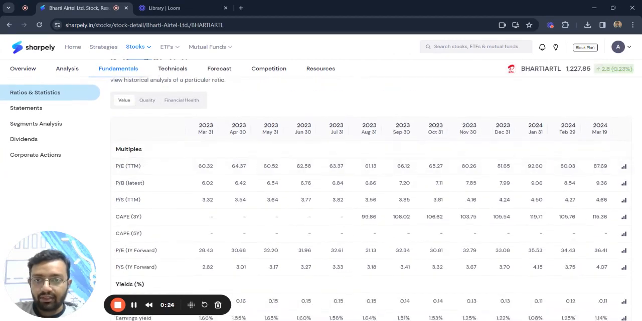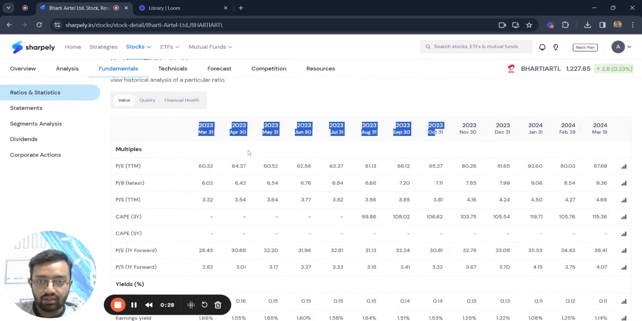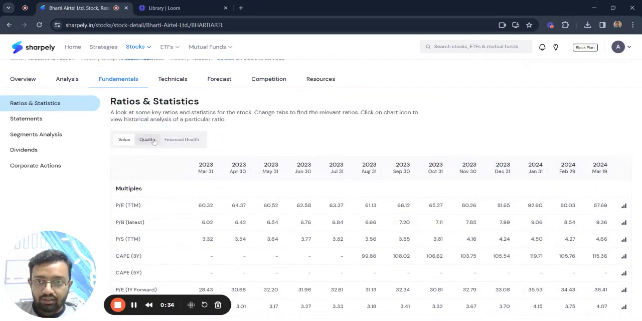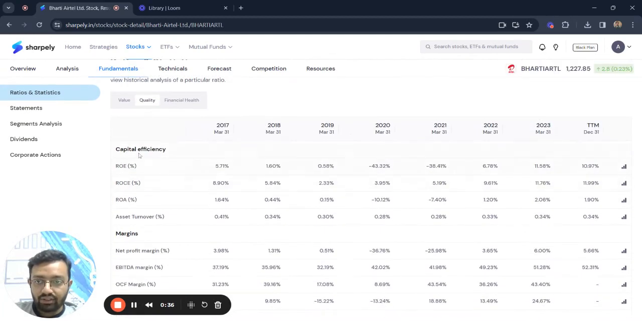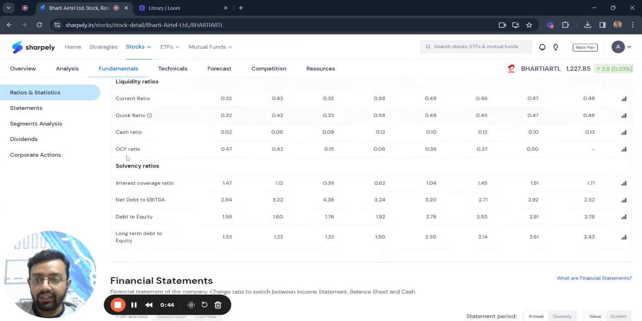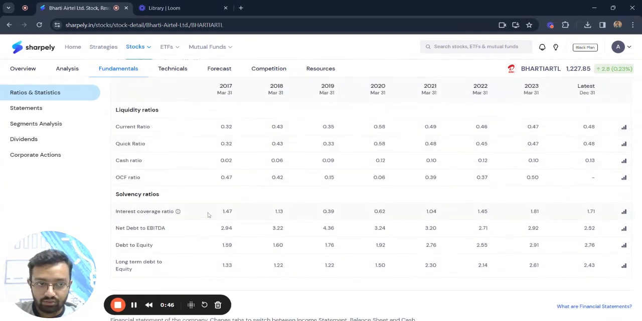So, valuation parameters are provided on a monthly basis, as you can see here, and you can see how valuation multiples and yields have changed over time. The second one is quality. Here we provide capital efficiency and margins data, and it is provided on an annual basis. The third one is financial health, where we provide liquidity ratios and solvency ratios.